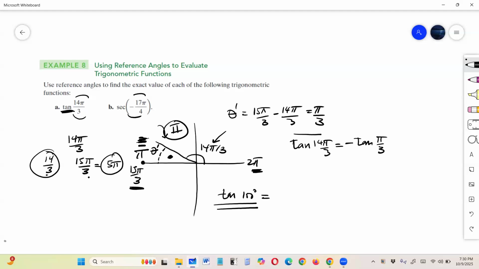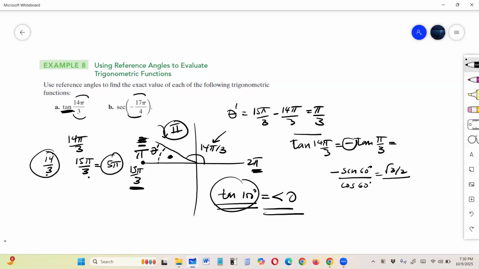You don't have to know. You have the calculator to guide you. All I need from this is that it's negative, and then you must put this minus here. And then all I have to evaluate is tangent of pi over 3. We already did this before, right? So this is 60 degrees. So this is negative sine of 60 degrees over cosine of 60 degrees. So this is radical 3 over 2, over 1/2, with the minus: negative radical 3.